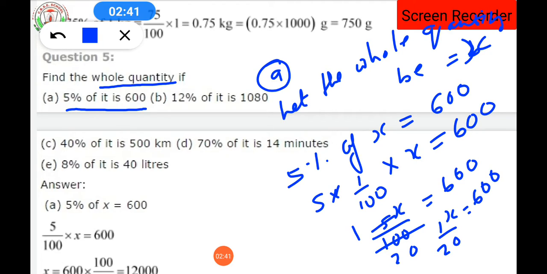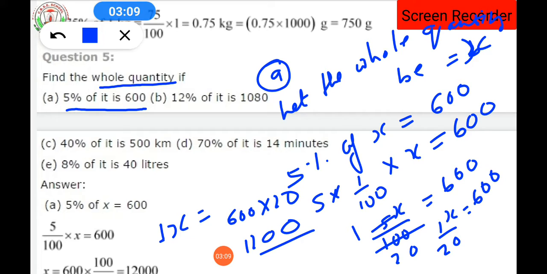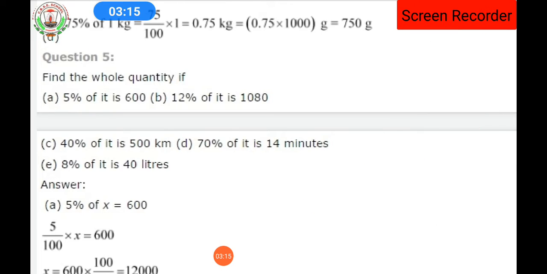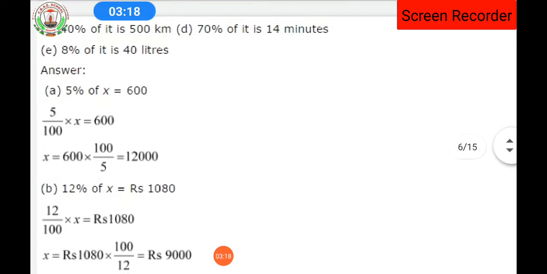Then we have to find the value of x. x is the whole quantity, isn't it? So x is equal to 600 into 20. As 1 does not have any value when it is present as a coefficient, 600 will be multiplied with 20. So 6 twos are 12, and how many zeros will come? 3 zeros will come. So finally we got the value of x as 1200. Clear everyone? That is what is given here, whatever I had explained.